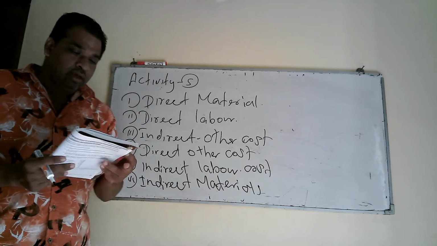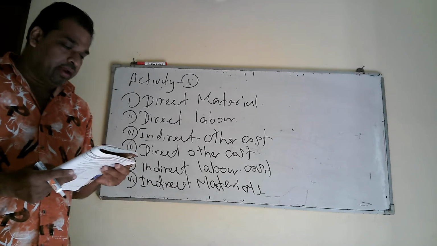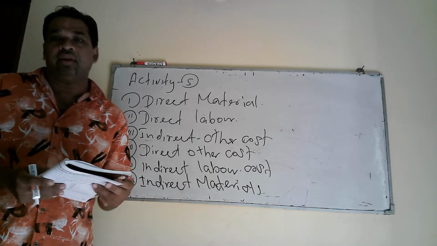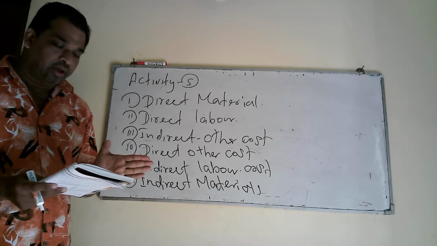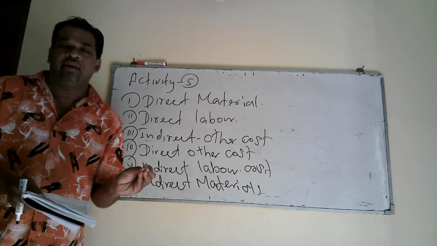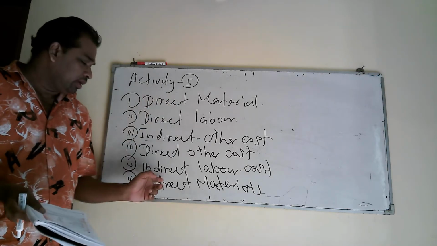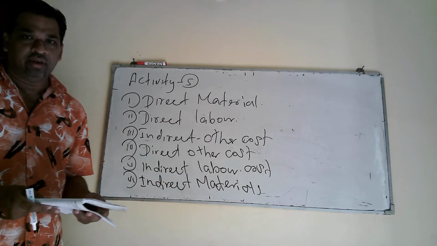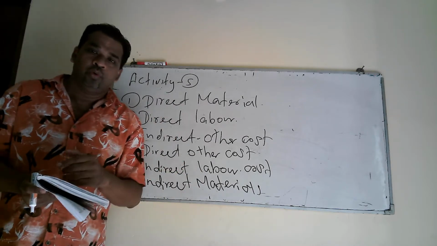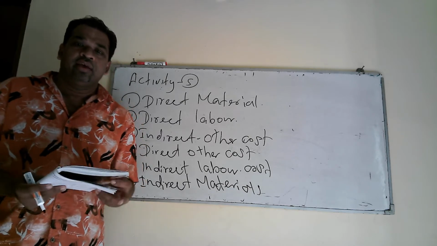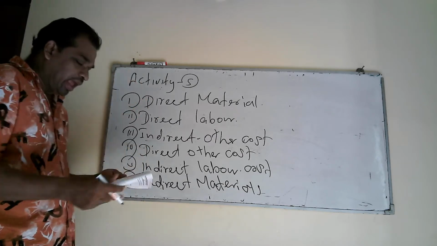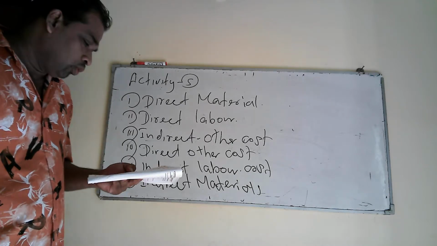If we take number 1, cost of leather and thread, it comes under direct material. But when it comes to cost of adhesive, we can't put it under direct material because it cannot be calculated per unit. That is the reason. Okay, we finished activity number 5. Then we can move to activity number 6.